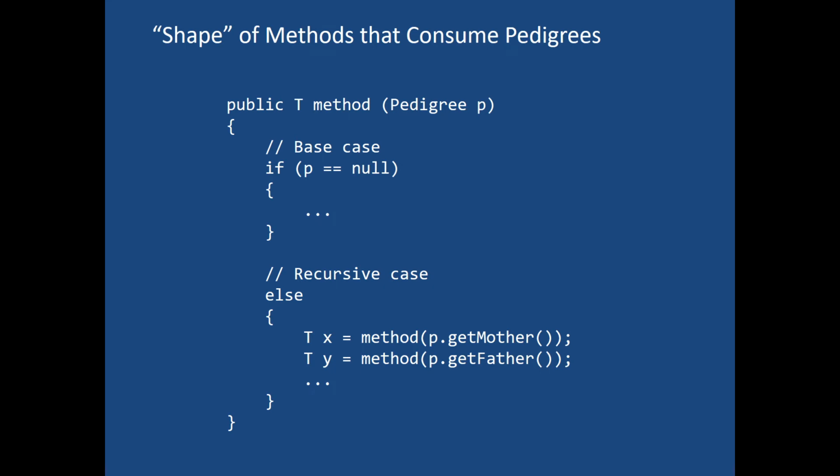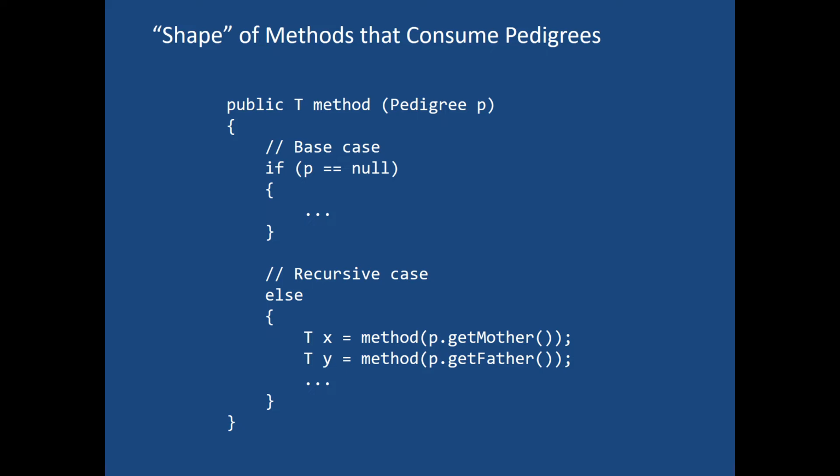So this turns out, because there are only two kinds of pedigree trees, the code that consumes a pedigree tree is always going to have that shape. There's going to be a base case that occurs when the pedigree tree is null, and a recursive case that occurs when the pedigree tree is the other kind. In the recursive case, you recursively deal with p.getMother. So you recursively do something with the mother pedigree tree, you recursively do something with the father pedigree tree, and then you take those answers and combine them in some way to get the overall answer. It's always in that form.